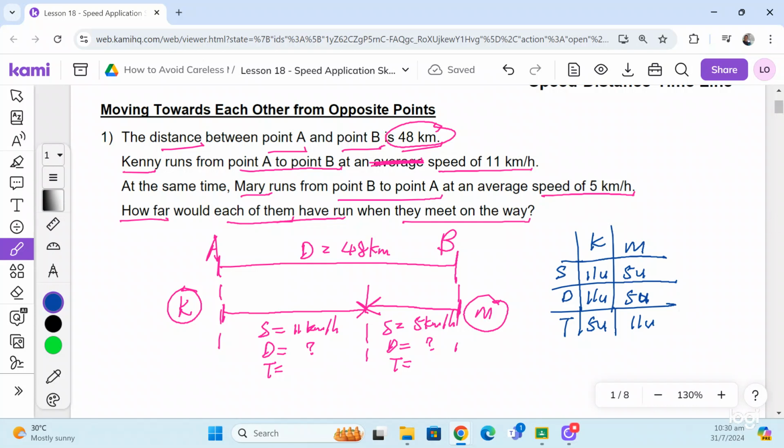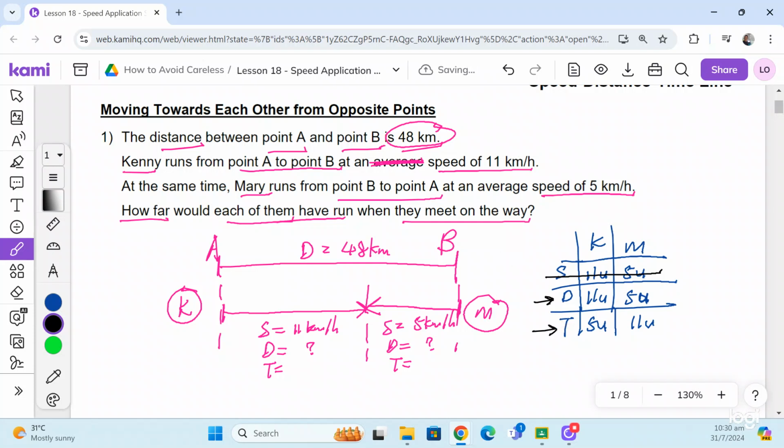Alright, so using that, what do we do next? You can't use the speed ratio to solve because you created the speed ratio. So you can't use what you have created to solve. You will have to either use the distance or the time ratio. So which one do we use?